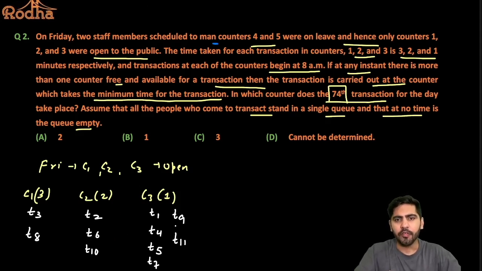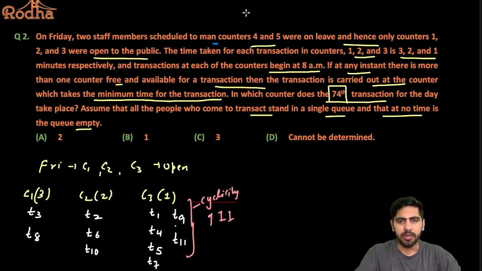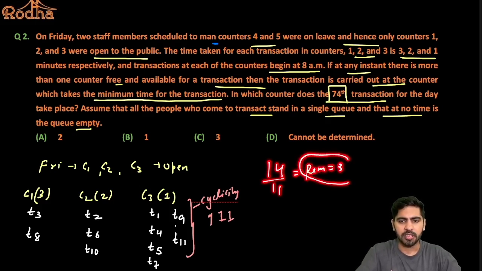So in a way, can I say that there's a cyclicity of 11 here, right? Why? Because after every 11, it is going to repeat, right? For example, transaction number 12 is same as transaction number 1. It's going to go here. 13 is going to go here, which is same as transaction number 2. 14 is going to go here, right? So if you divide transaction number 14, that is 14 by 11, how much is the remainder? Can I say my remainder is 3? So if the remainder is 3, the 14th term should be same as the third term of the cycle. And what is the third term of the cycle? It's at counter number 1 here, right?